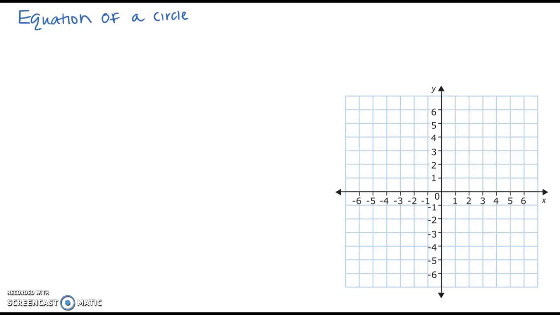Hello class, welcome. Today we're going to talk about finding the equation of a circle or just graphing equations on a coordinate plane. If you're going to graph a circle on the coordinate plane, you have to know how equations of circles work. So first write this down in your notes.